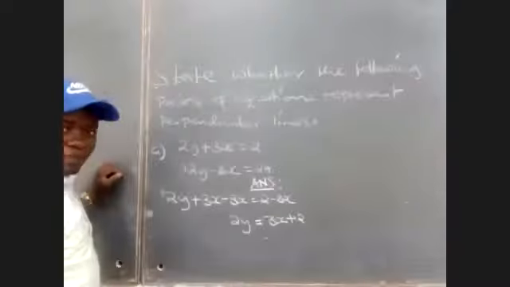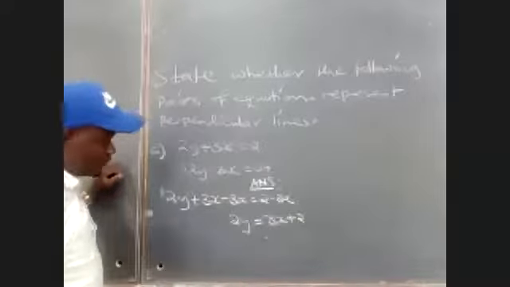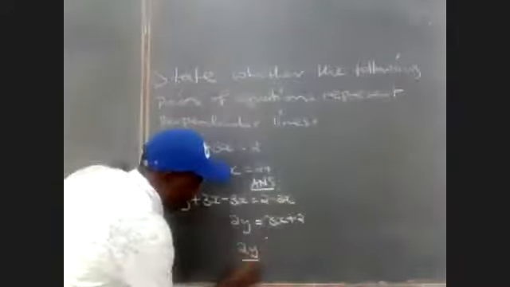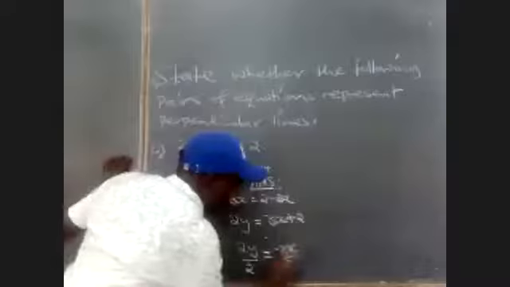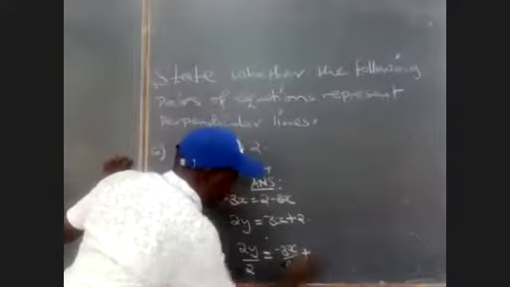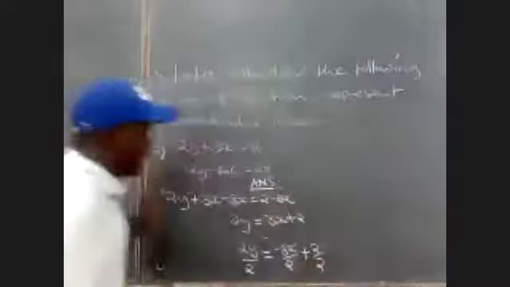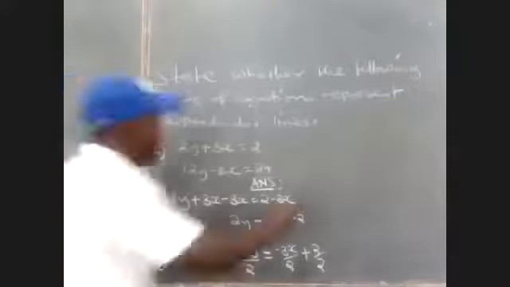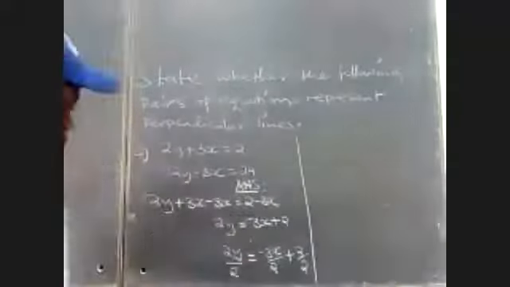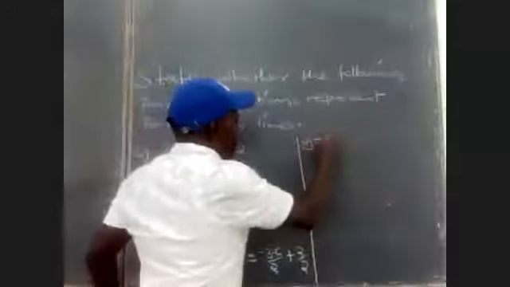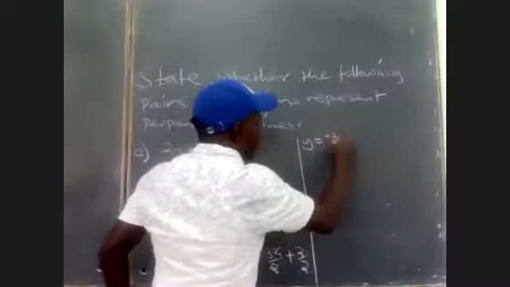Good. And then we shall have 2y divided by 2 is equal to negative 3x divided by 2 plus 2 divided by 2. That is dividing each term by 2. We shall remain with y is equal to negative 3 over 2 x plus 1. That's very good.